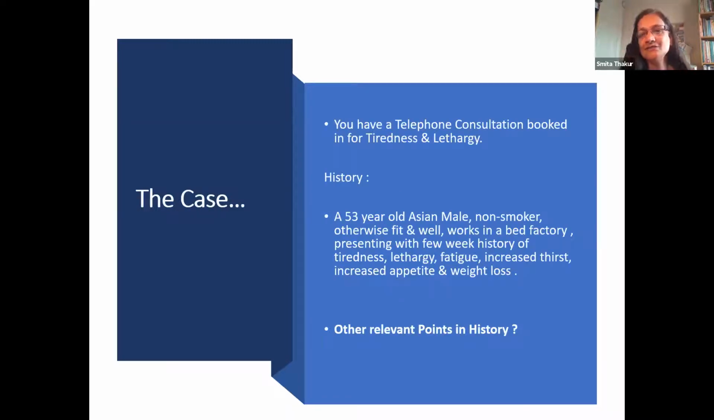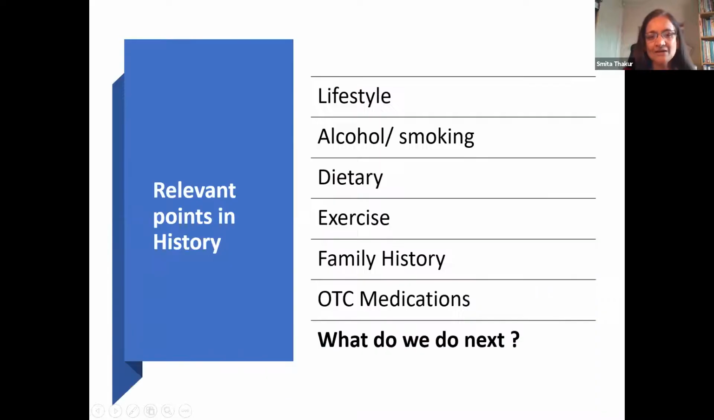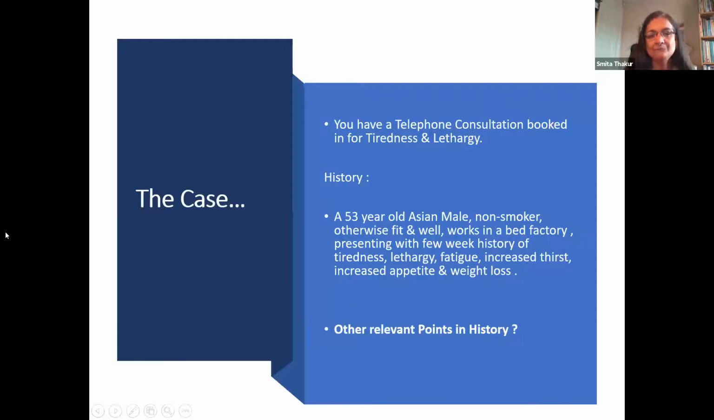So you have a telephone consultation booked in, considering the pandemic, for, it says on the appointment, tiredness and lethargy. When you take a history, you find out that he's a 53-year-old Asian gentleman, a non-smoker, otherwise fit and well. He works in a bed factory and is presenting with a few weeks' history of tiredness, lethargy, fatigue, increased thirst, increased appetite, and weight loss. What are the relevant points in the history that you may wish to explore?